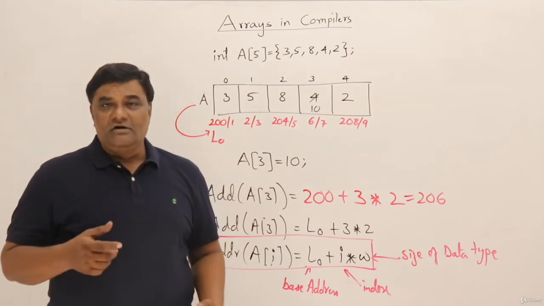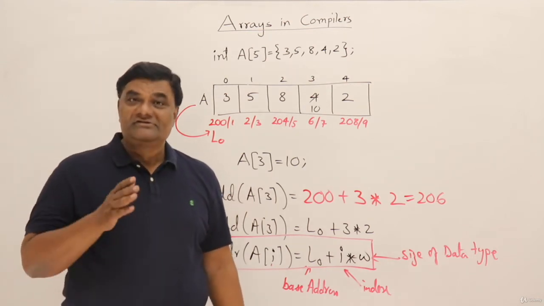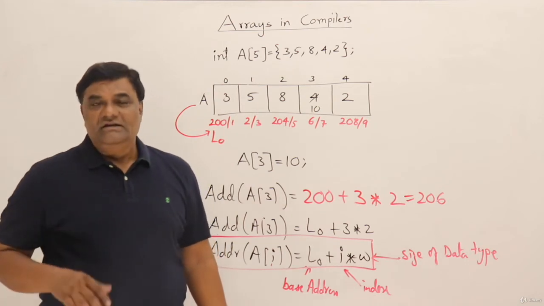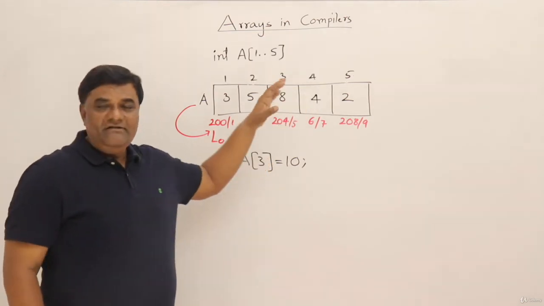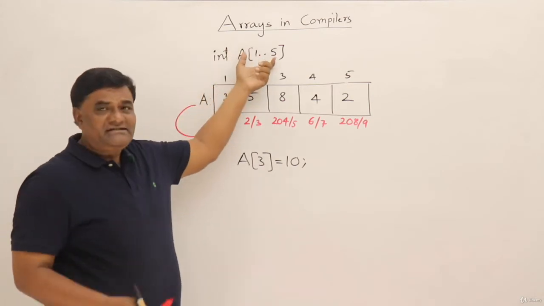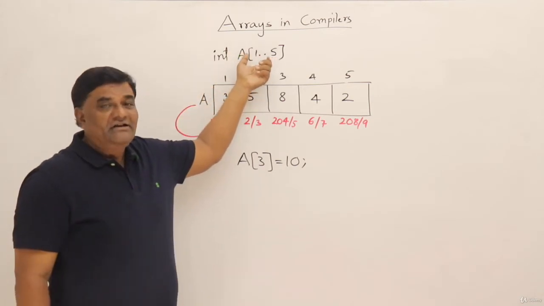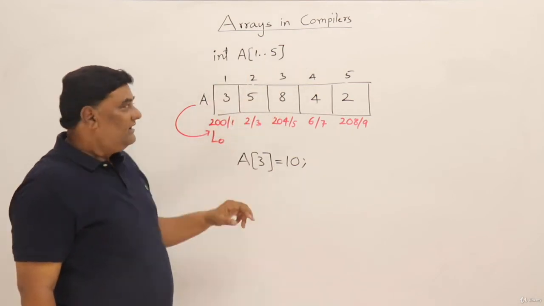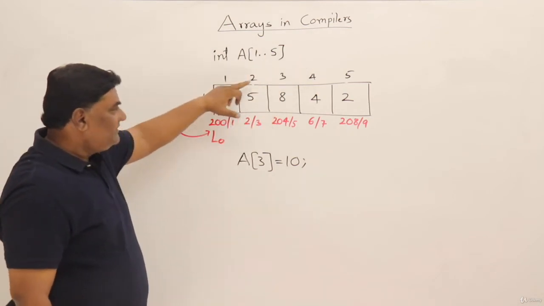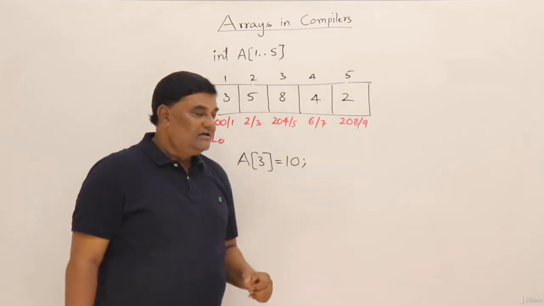Some compilers allow declaration of an array from starting index 1 also. Then how will the formula change? Let us look at it. I have modified the declaration. Suppose in some XYZ language, an array can have indices starting from 1 to 5. Then this will be index 1 and the last index will be 5.